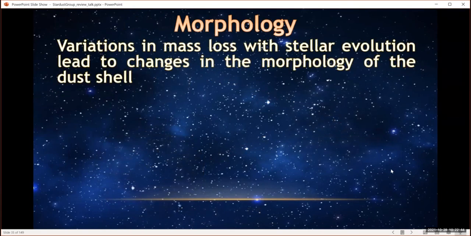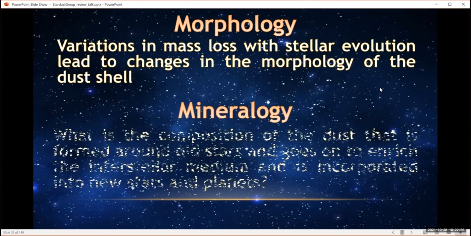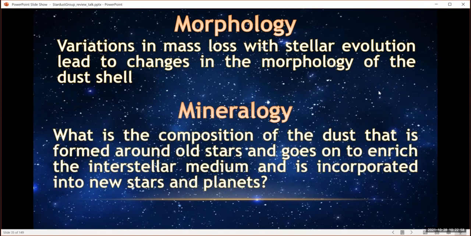Now, there's a couple of different things that we can look at when we're looking at these sorts of stars. One is the morphology. What I mean by that is both small and large scale structures of the shape of the dust shell. The other thing we can look at is the mineralogy. And by that, I mean the composition and crystal structure and grain size of the material that's forming in the dust shell. So we have both the shape of the dust shell and what it's made of. And those are two different studies that we can do, and they will be interrelated.